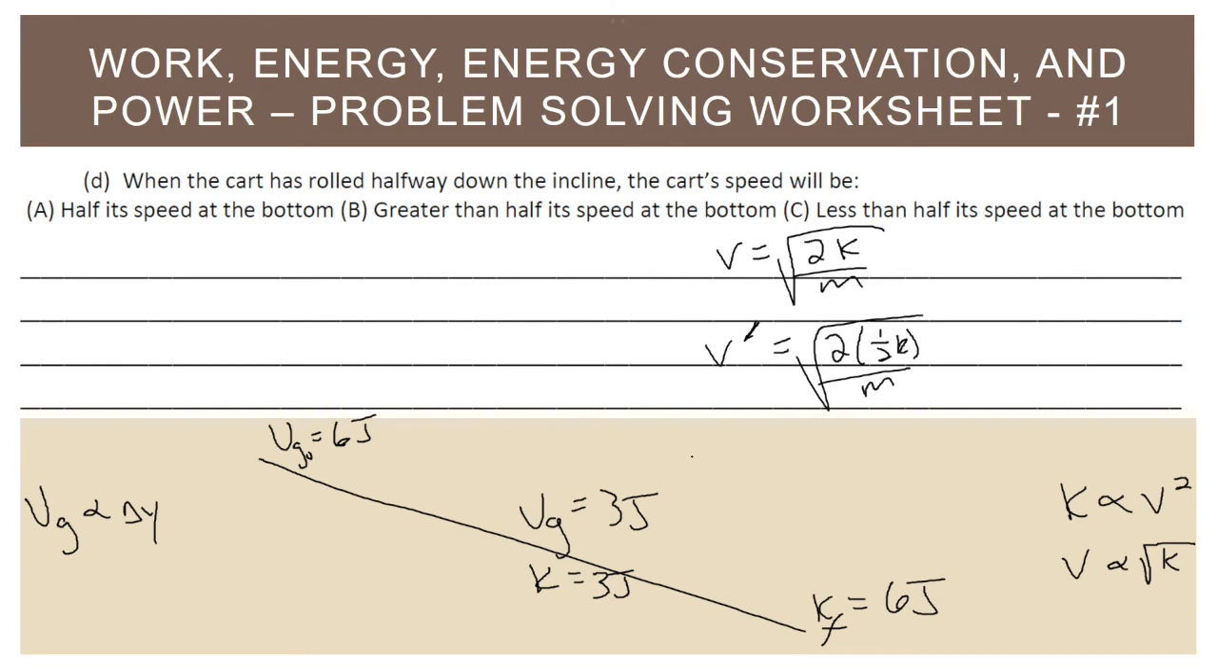And so that means here that v prime, pulling out that square root of 1/2, keeping in mind that this is under the radical, so we have to pull it out as a square root, would give us v prime equals the square root of 1/2 times the square root of 2k over m, which means that v prime is going to be the square root of 1/2 times v.